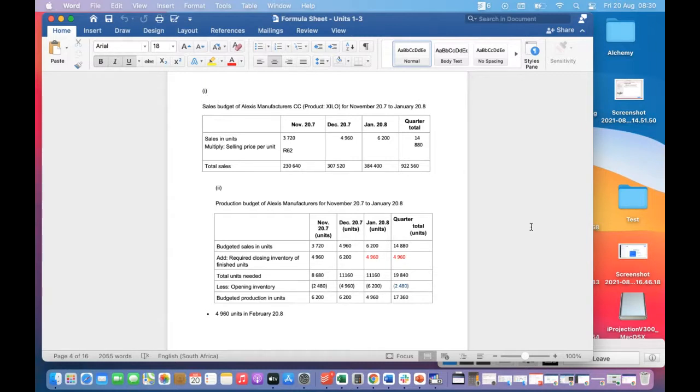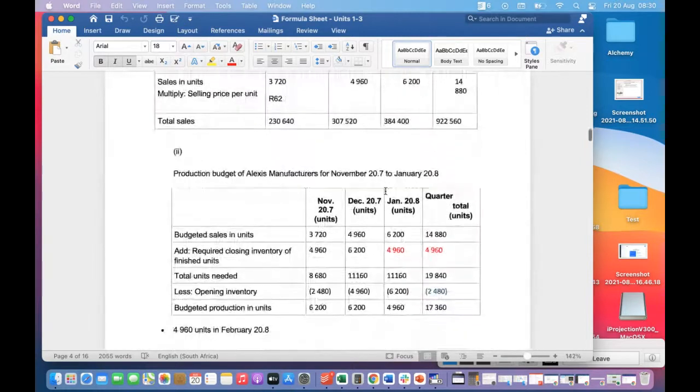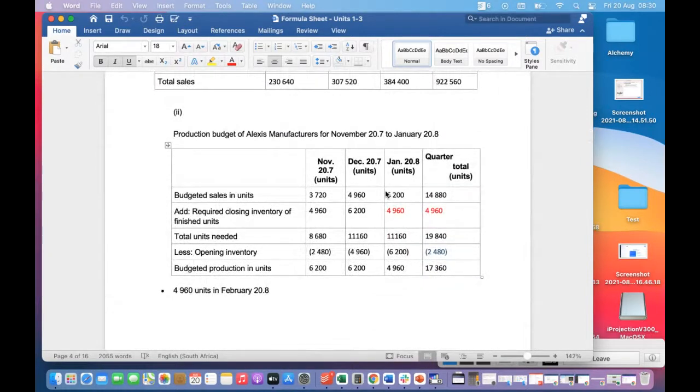So we budgeted sales in units to be 3,700, and let me zoom in, 3,720. Then what we require in the following month, in December, is that our closing inventory, in other words, the amount of stock that we must remain with at the end of the month, must be equal to the amount of stock that's needed to sell in the next month. Usually they'll include that in the question. Here it's just a formula sheet, so I haven't included that information.